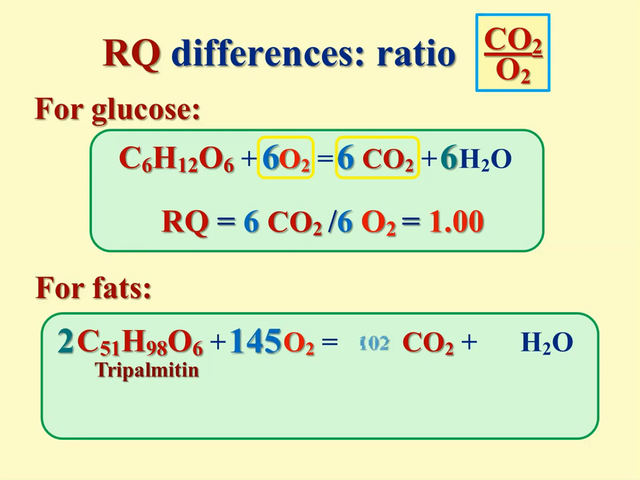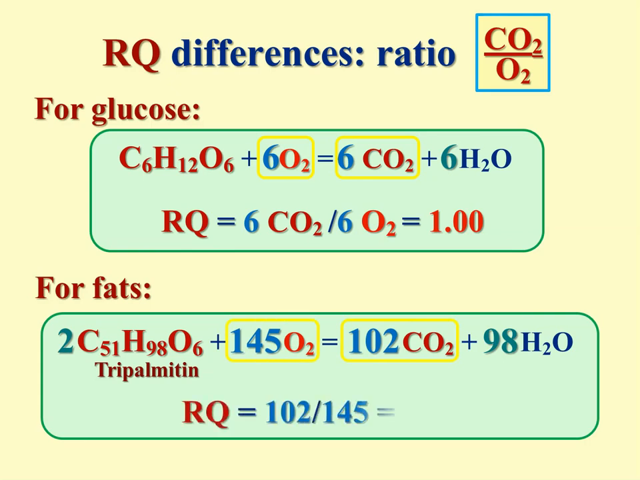Make it equal. You see, these coefficients should be placed. And now you see that the ratio of CO2 produced to oxygen used is different. It's approximately 0.7. Much more oxygen is required to produce the same molecules that we make out of glucose. And that's why fats have much higher oxygen usage for their oxidation.